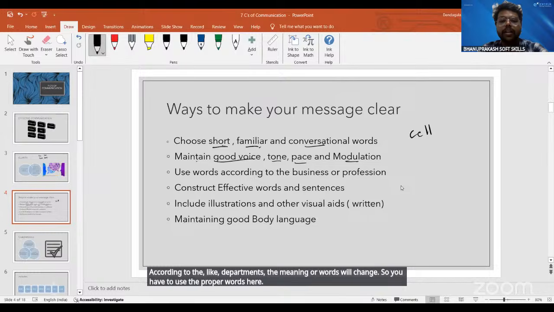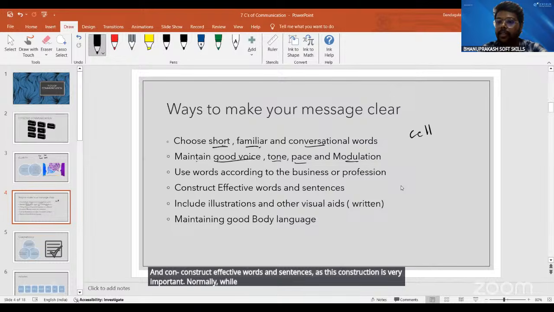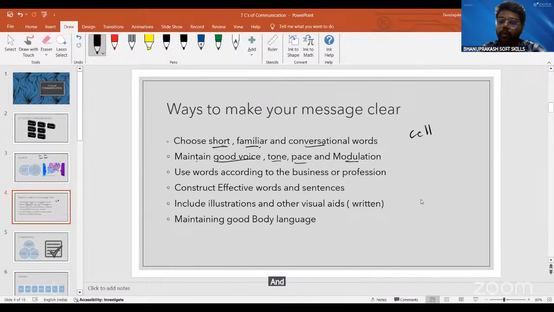And construct effective words and sentences, as this construction is very important. Normally, while constructing sentences, we do have things like subject, helping verb, verb form, and object. So we have to make sure our construction is in a proper order, and that will be more clear to you once we are done with the vocab and verbal ability.